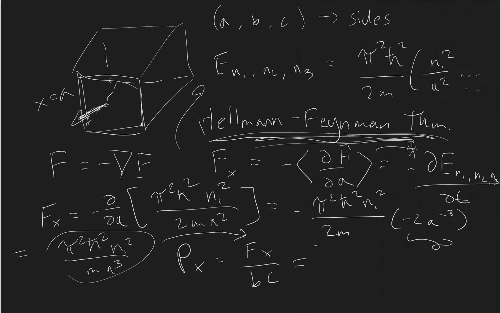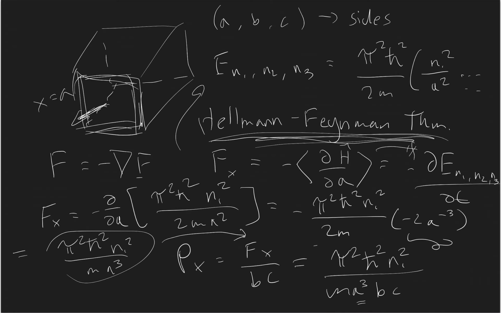Okay, so let's just write out, for argument's sake, so we get a complete answer. Pi squared h bar squared n1 squared divided by m a cubed. Okay, and this a cubed is coming from the derivative of that energy term in that direction here. All right. And it should be a symmetrical argument, okay?